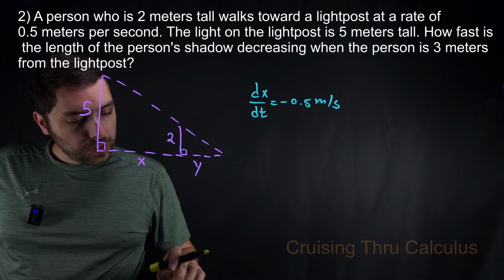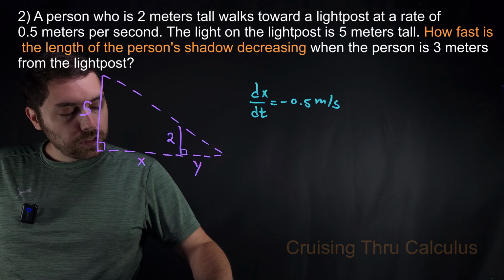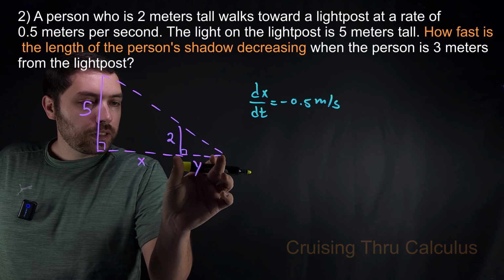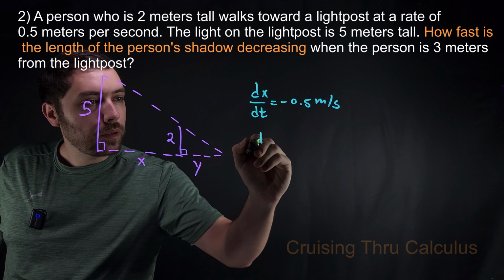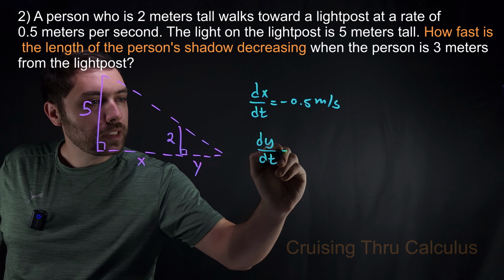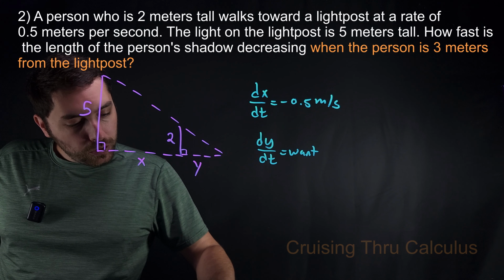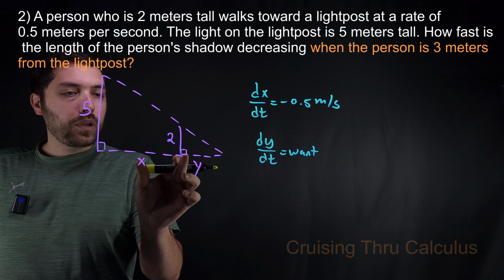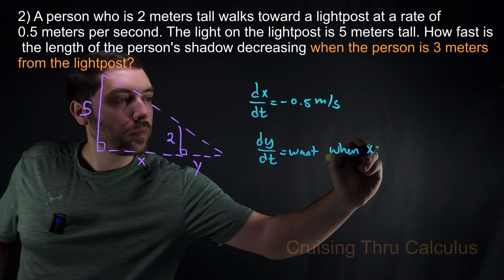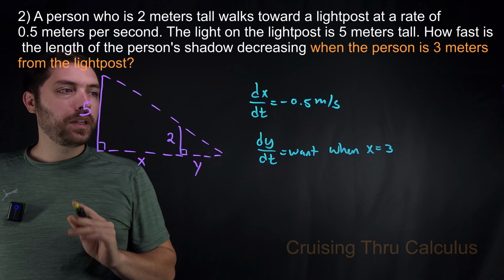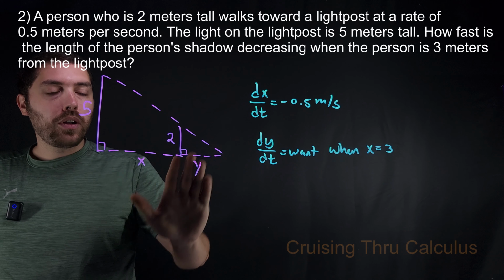Okay, what else did they tell us? They want to know how fast is the length of the person's shadow decreasing. Well, the person's shadow is given by this y right here. This is the length of the shadow. So the rate at which the shadow is decreasing is going to be dy/dt. Now we want to find that when the person is 3 meters from the light post. So in other words, when x is equal to 3. Like this. Okay, this is great. Now let's see if we can come up with some kind of an equation that makes all of this work here.